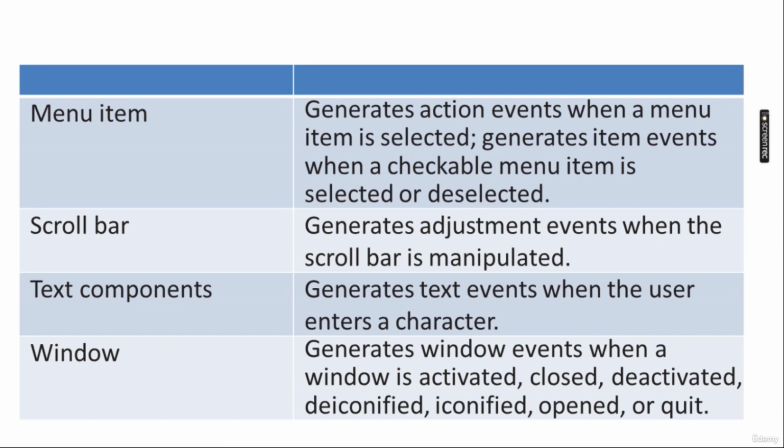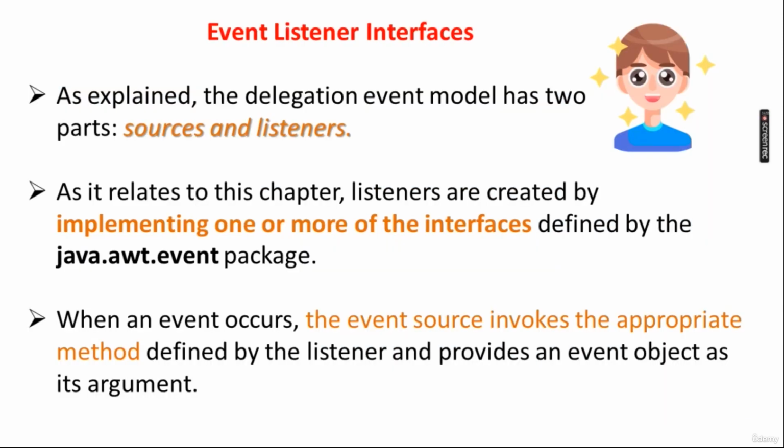A scroll bar generates adjustment events when a scroll bar is manipulated. A text component generates text events when the user enters a character. A window generates window events when a window is activated, closed, deactivated, de-iconified, iconified, opened or quit. Next, event listener interfaces.